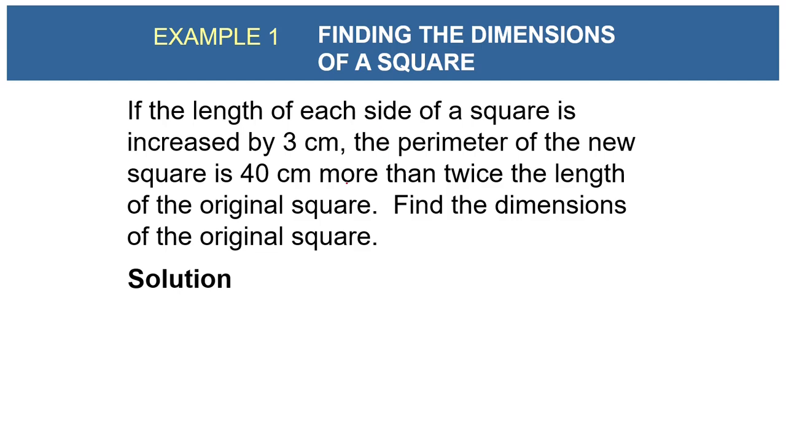So when you go through these types of word problems, underline things that are important. We're increasing the side of the original square by 3, and the new perimeter is 40 centimeters more than twice the length of the original square. And what we're looking for is the dimensions of the original square. So underline key factors in your example.